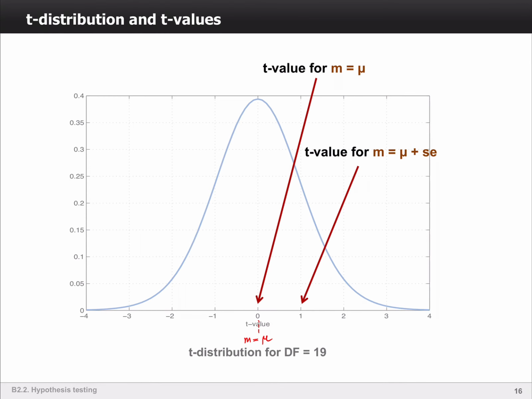What if it's 1? Well, you see, it's one standard error far from this case, okay? So it means that it's a bit more extreme. The farther you go from the center, the more extreme the case is, right?